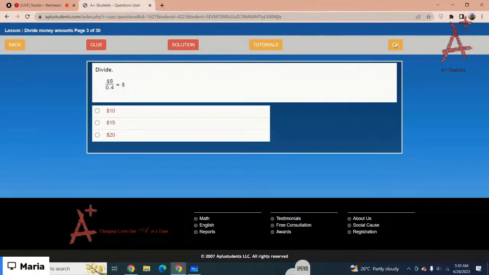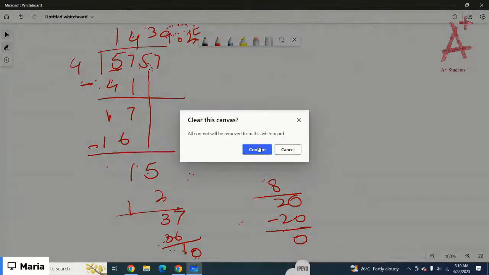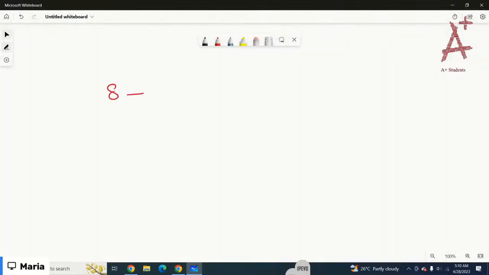Okay, the next one is 8 divided by 0.4. So I'm going to move the decimal point one place right, from here to here. It would then be 4. You have to move the same thing over here, one decimal place, from here to here. So it would be 80. So it is 80 divided by 4.